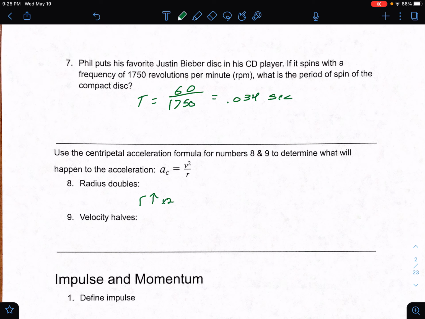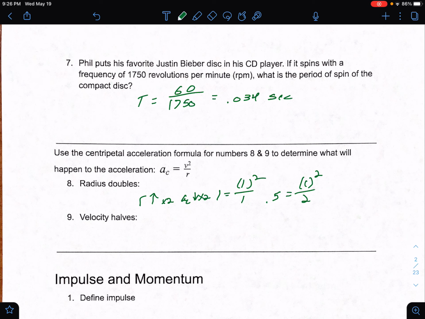Okay, so the way you can do this is start off simple. Just do AC of 1 equals 1 squared over 1. Now you can change that and it'll tell you what's going to happen. So we're going to figure out what happens to AC when I double R. I'm going to leave velocity alone, so I'm going to leave that as 1 squared. And now my R becomes 2. So 1 divided by 2 is going to be 0.5. So that means my acceleration is going to go down by 2, or it's going to half.